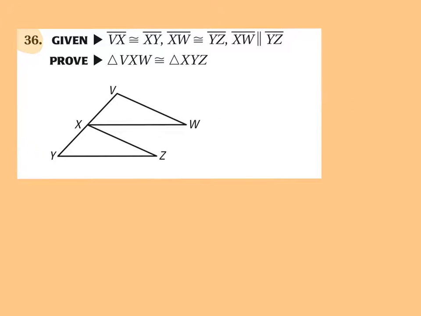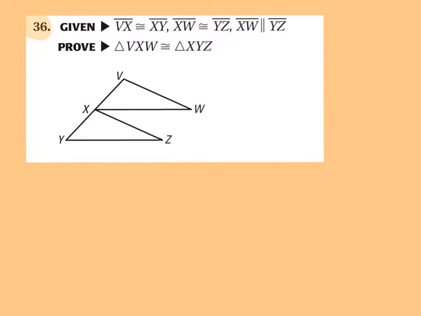26 is blank, so a little bit more on level with what you're going to see next week. This says that VX is congruent to XY, and XW is congruent to YZ. Those are given. And also that XW is parallel to YZ.